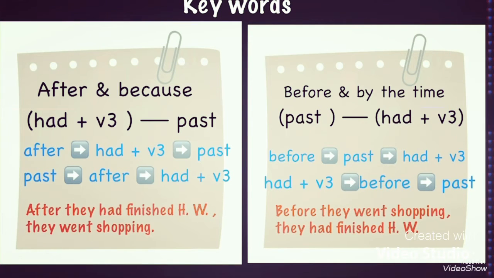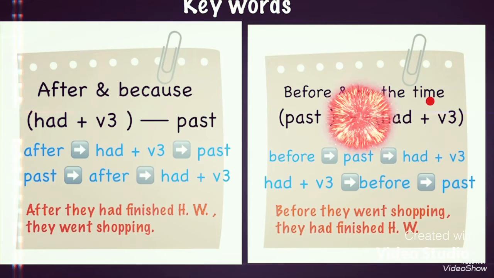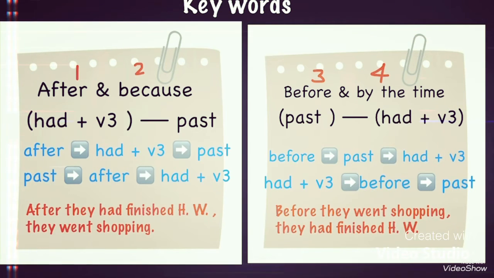Again, I have here some key words that if you see them, you will put the verb into past perfect. What are the key words of past perfect? We have 4 keywords: after and because, and before and by the time. Let's number them: 1, 2, 3, and 4. After and because have the same rule. Before and by the time have the same rule.